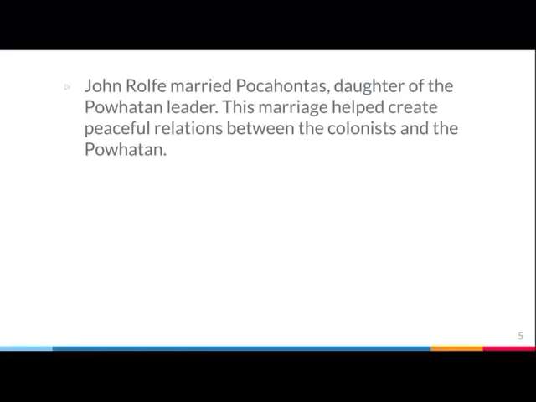We also see John Rolfe marrying a Powhatan leader's daughter, Pocahontas. Yes, if you've seen the movie, okay, but the movie is very historical fiction, okay? That is not actually what happened, but Pocahontas was a real person, I will say that, and she did marry a man named John Rolfe. This marriage really helped create peaceful relations between the colonists and the Powhatan group.